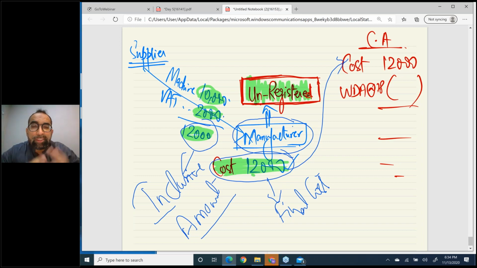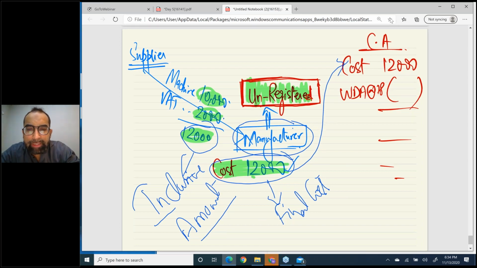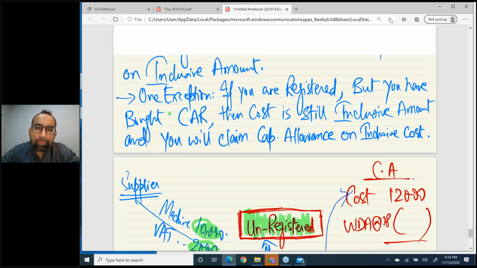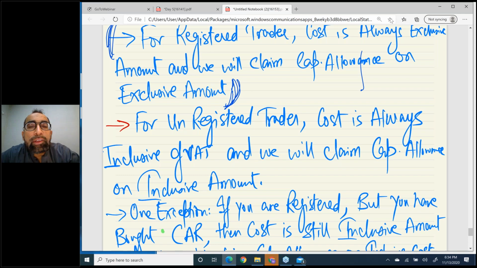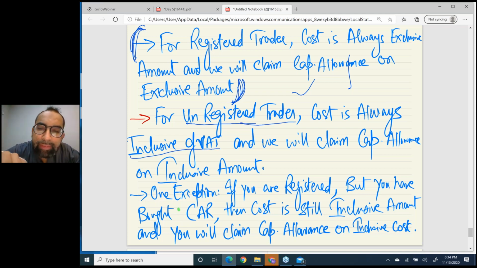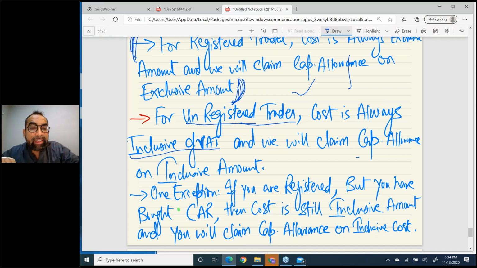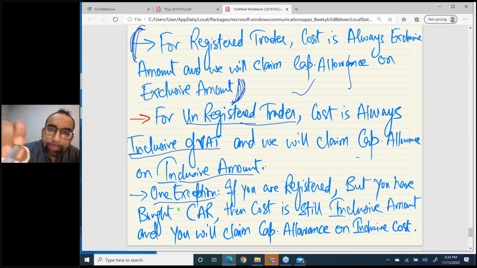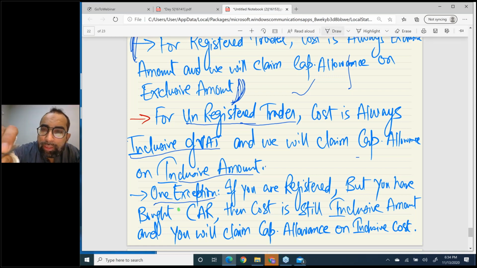But there is one dodge, there is one great dodge, and those who just learn it, they make that mistake. Wait, let's go to the summary. Now we'll read all 3 points. For registered trader, cost is always exclusive amount and we'll claim capital allowances on exclusive amount. Because you will get the input VAT recovery. For unregistered trader, cost is always inclusive of VAT and we'll claim capital allowances on inclusive amount. Now see the third line, one exception.